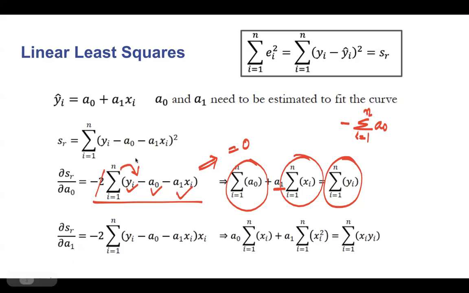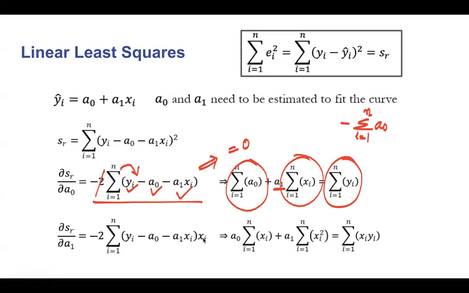Now let us take the derivative of this function with respect to the second unknown quantity, which is A1. Now what will happen? This a1 is a coefficient of xi. So how will you do it? This 2 power will come here with the minus, and then you have yi minus a0 minus a1 xi. That term will come here. And what is the derivative of a1? There is a coefficient xi, so that will also have to be multiplied by xi. So this is the whole thing.